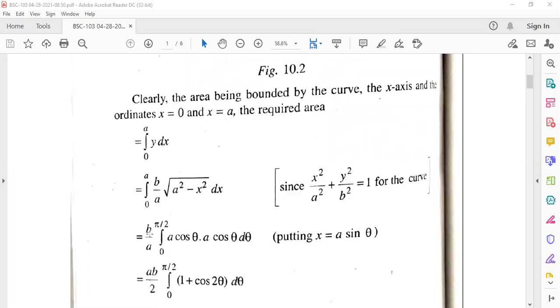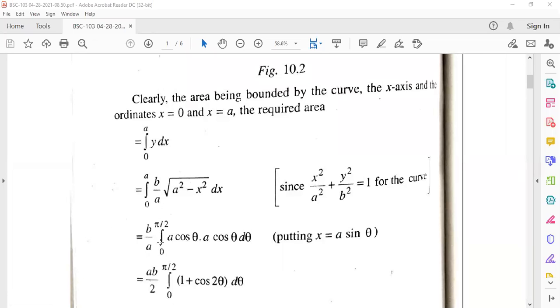Now b by a is the constant which is coming out here. So we put x equal to a sin theta. When x equal to 0, sin theta equals 0, that means theta equal to 0. When x equal to a, then sin theta equals 1, that is theta equal to pi by 2. Because it is taken in the first quadrant, the limits also change when we put x equal to a sin theta.